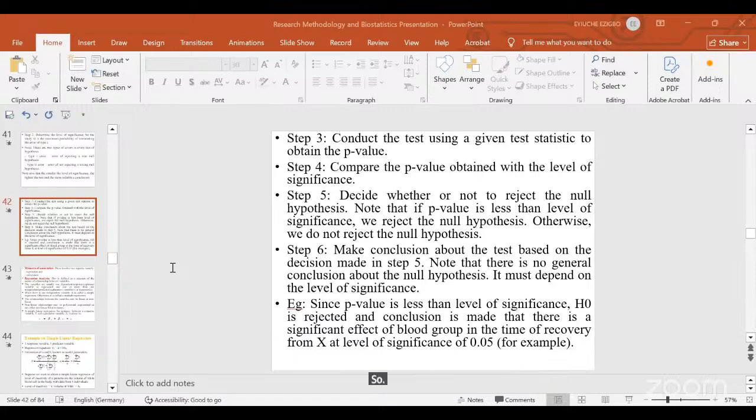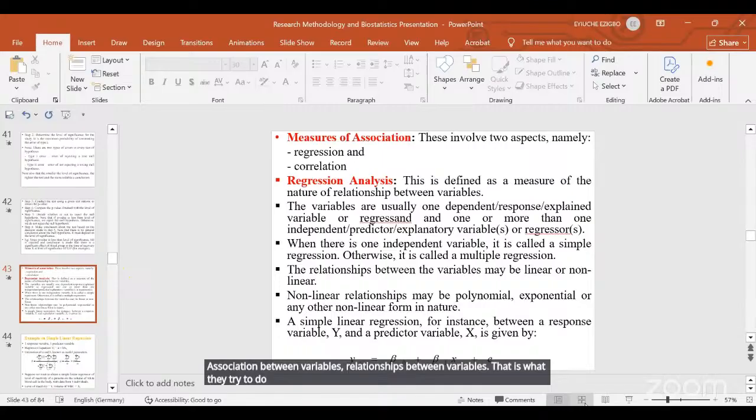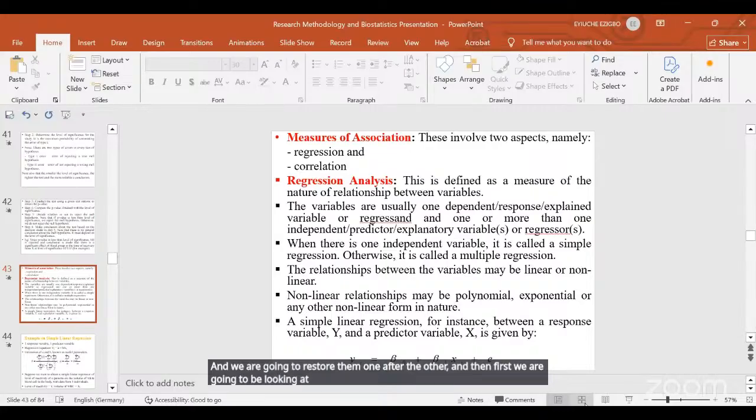So having done that, we are done with test of hypothesis. We go into measures of association. These involve two aspects: regression and correlation. They are the two measures of association. They try to measure association between variables, relationships between variables. We are going to discuss them one after the other, and the first we are going to look at is regression analysis.